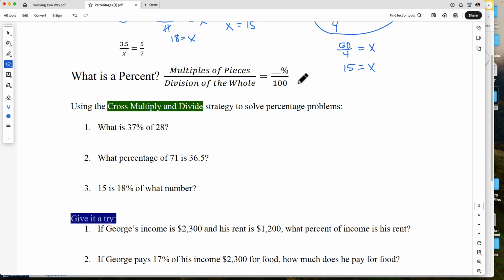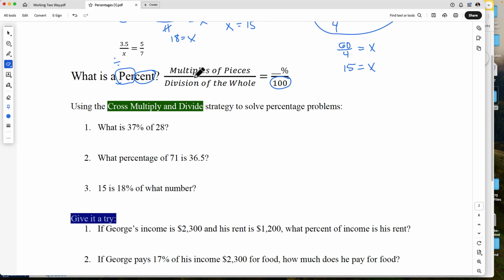Per means to divide. What does cent mean? You've got $1. How many pennies does it take to make $1? 100 cents. We call it 100 cents, right? And that's exactly what it is. A cent is 100. We're dividing things into 100 pieces. That's what a percent is. Okay, a way of measuring.